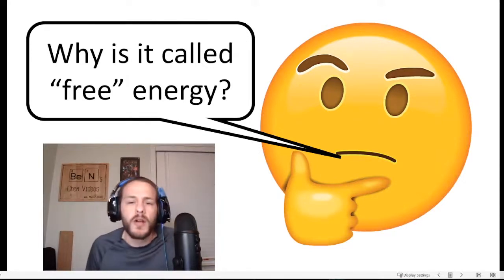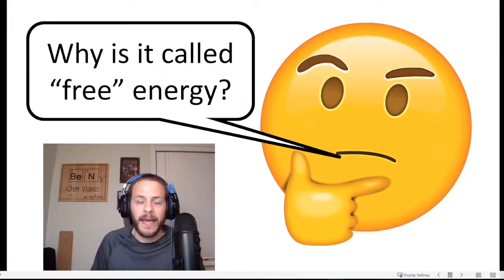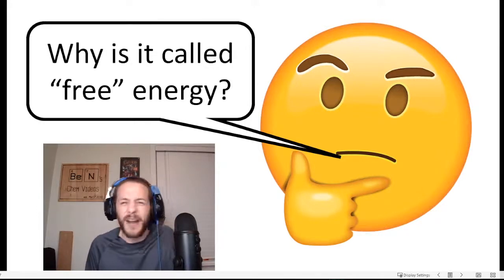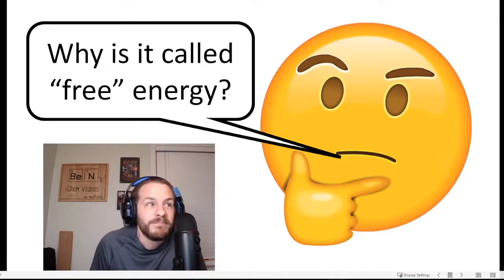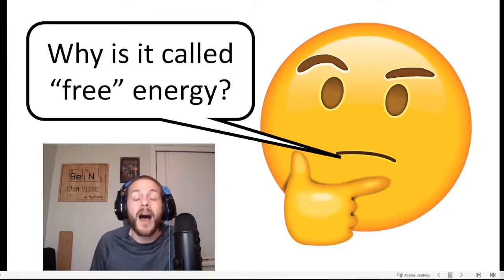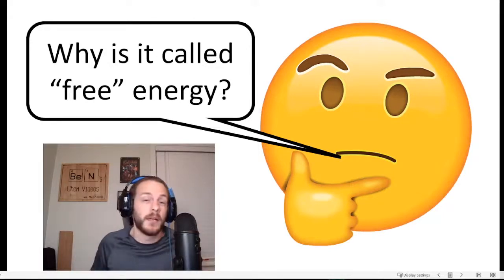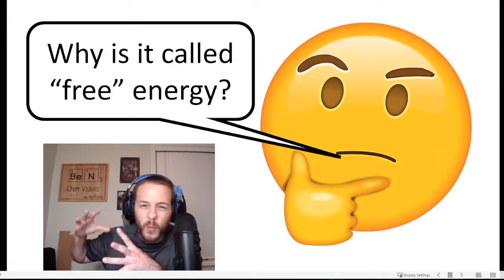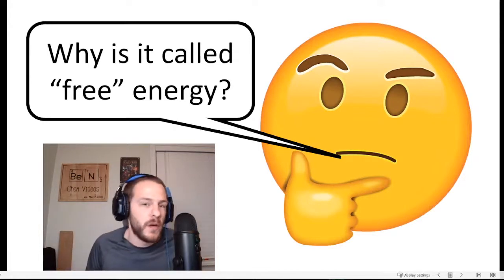I'm going to start it off by asking the question, why is it called free energy? What is so free about it? Is energy under any circumstances actually free? No, it's not. Free energy would be a direct violation of the first law of thermodynamics. The first law tells us that the total energy content of the universe is constant. You cannot create energy where there already wasn't energy from somewhere else. In other words, you can't add energy to anything without taking it from somewhere else.